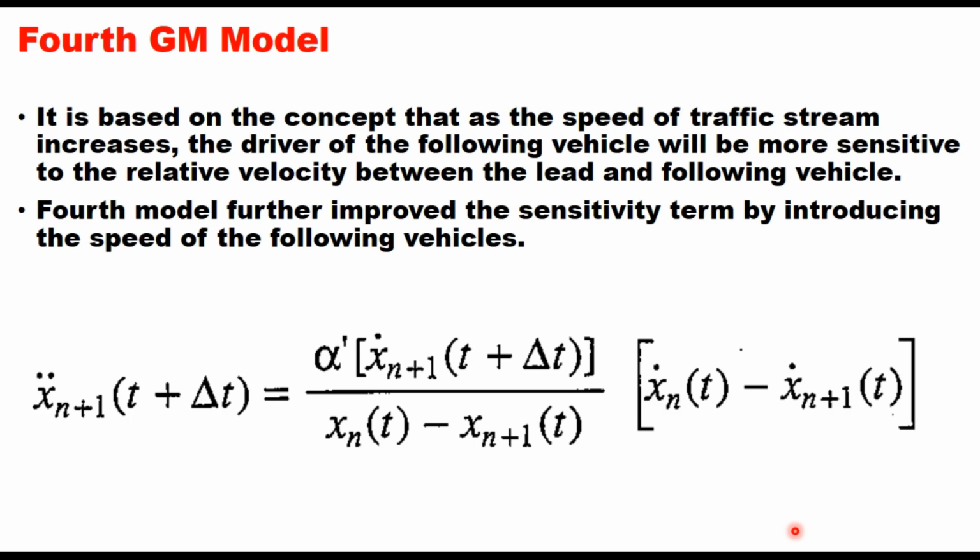The fourth model is based on the concept that as the speed of the traffic stream increases, the driver of the following vehicle will be more sensitive to the relative velocity between the lead and the following vehicle. And the sensitivity parameter introduced here includes the speed of the following vehicle. So the stimulus here, remember, is the same in all models, that is the difference in speed of the following and leader vehicle. The sensitivity parameter here includes the speed of the following vehicle at time t plus delta t divided by the difference in position of the two vehicles.